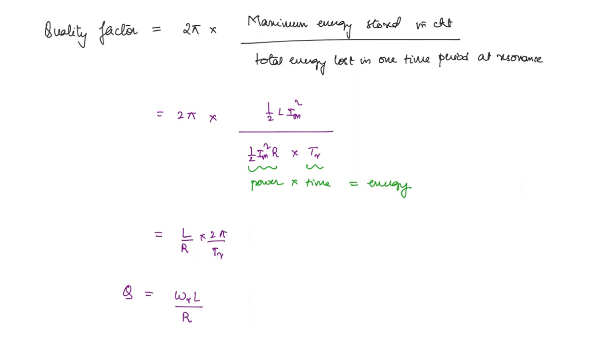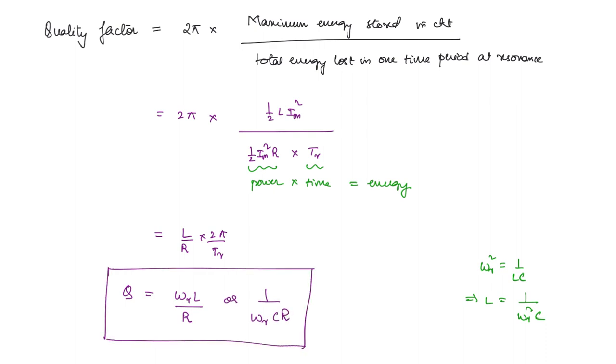We can also write this expression in terms of the capacitance. How to write it? We know that omega R square is equal to 1 by LC, right? So L you can write as 1 by omega R square C. If you substitute that expression for L here, then you are going to get 1 by omega R C R. So this is the expression for quality factor for a series RLC circuit.